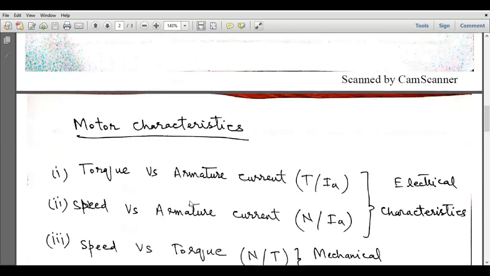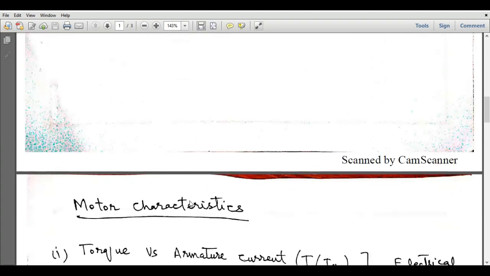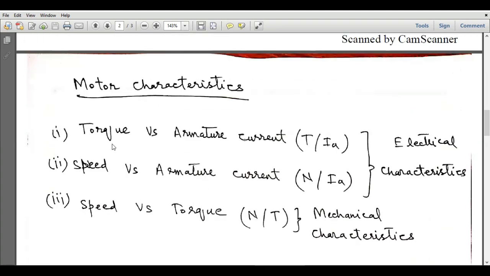Now we will draw motor characteristics based on these expressions of speed and torque. One characteristic of the motor is between torque and armature current. Another characteristic is between speed and armature current. These two characteristics are called electrical characteristics, right? So between T and Ia, and N and Ia. The third characteristic is between speed and torque. In the third characteristic, we can see that both the terms are mechanical. Speed and torque are the mechanical terms. Voltage and current are the electrical terms.